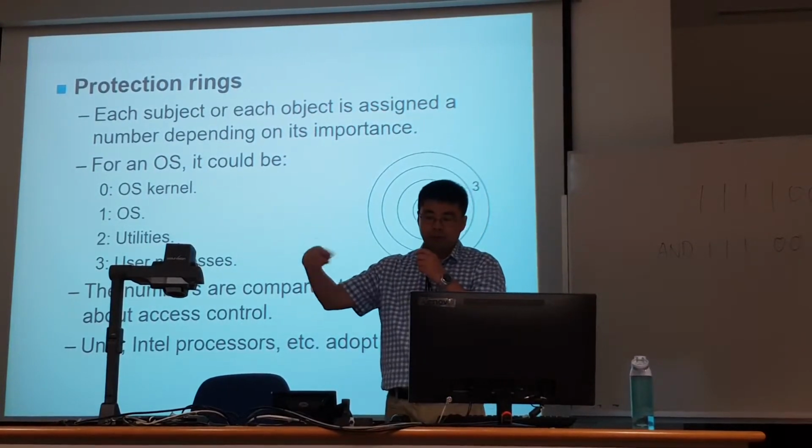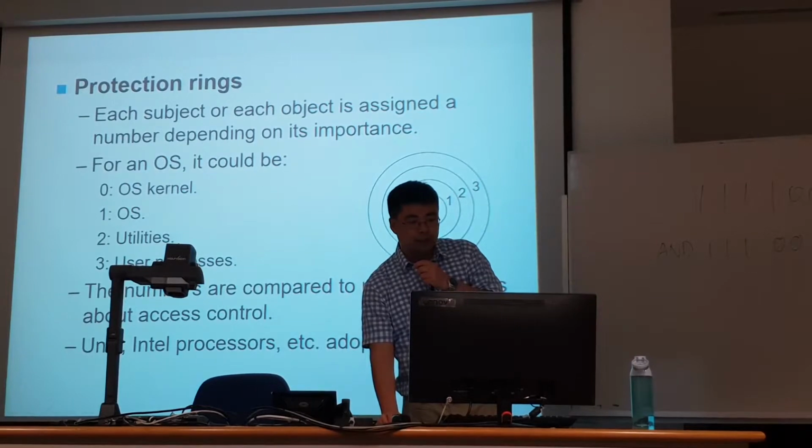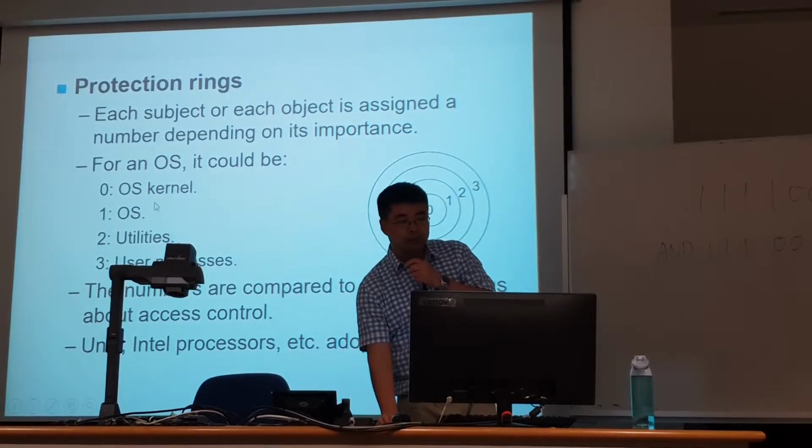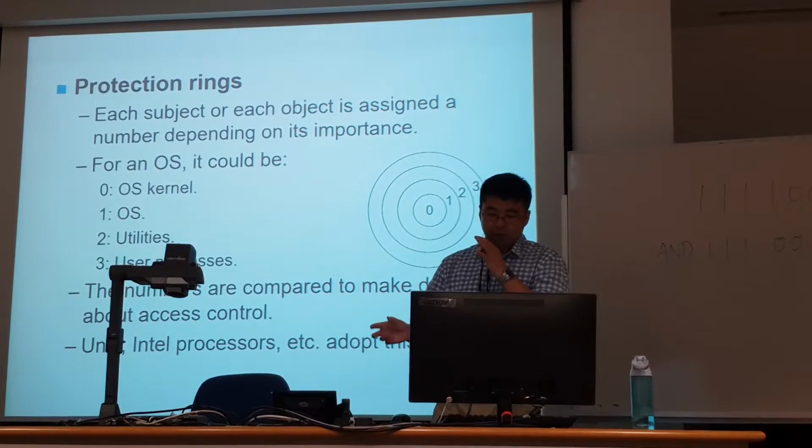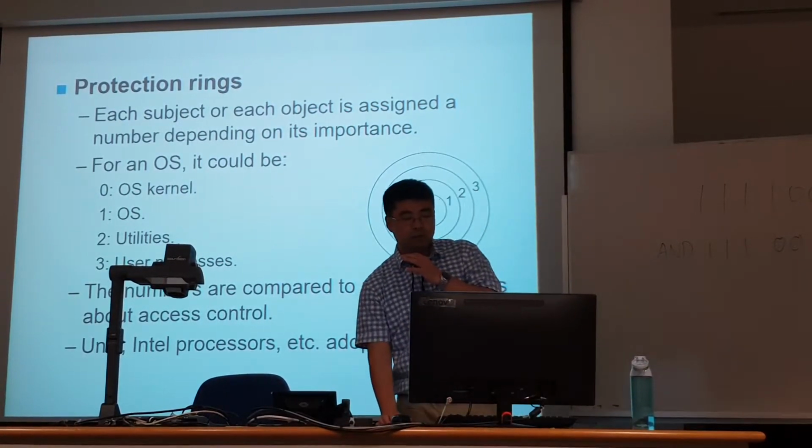But if we do this ring-based approach, then basically the request will be passed according to the structure of the ring. So eventually, only the OS kernel will do the critical function. The user cannot do the critical function. So if you have some illegal operation, it will be stopped either in the utility part or the OS part or the OS kernel part.